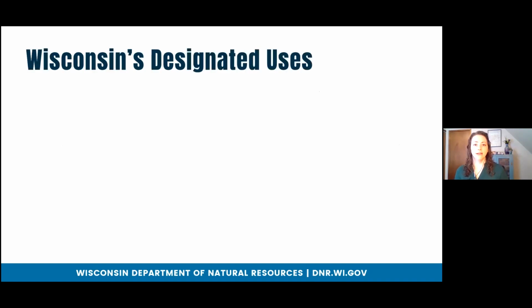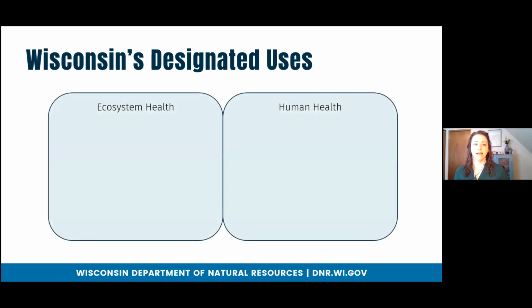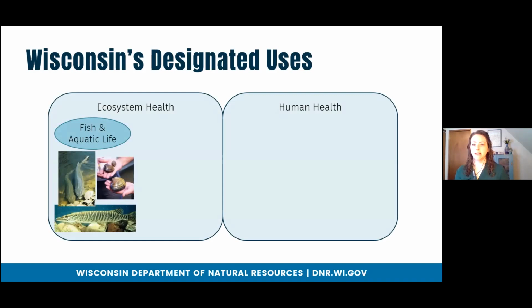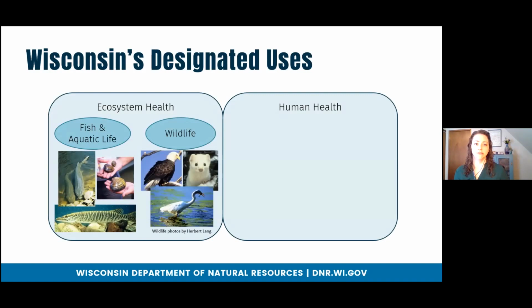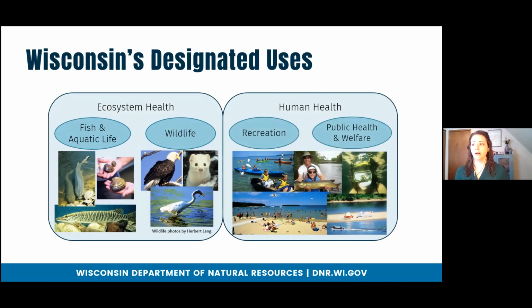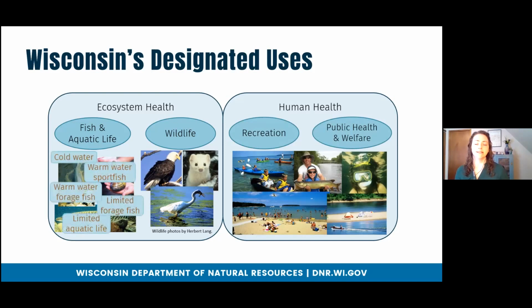In Wisconsin, we have designated uses that can be broadly classified into two different types, ecosystem health and human health. Ecosystem health designated uses include fish and aquatic life designated uses and a wildlife designated use. The human health designated uses include recreation and public health and welfare. And wildlife, recreation, and public health and welfare designated uses apply to all water bodies in the state with a few exceptions. But fish and aquatic life, we have those subcategorized into different sub-designated uses depending on the aquatic community that lives within that water body.